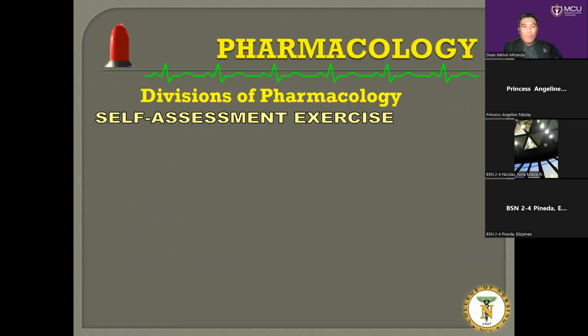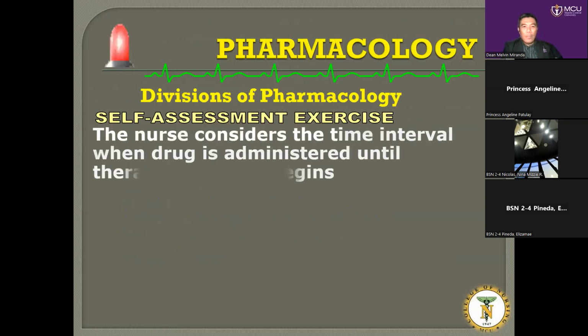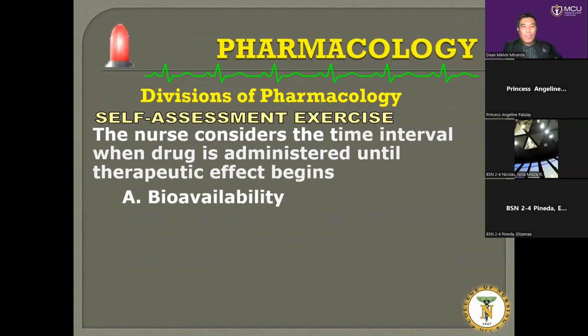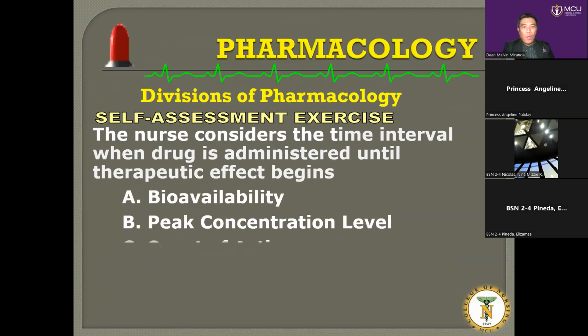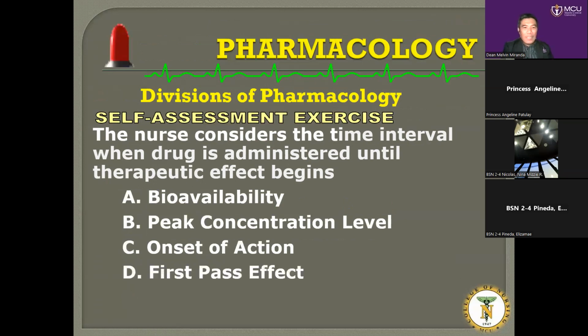Next question is referring to the nurse considers the time interval when drug is administered until therapeutic effect begins. We have bioavailability, peak concentration level, onset of action, or first pass effect. Again, the nurse considers the time interval when drug is administered until therapeutic effect begins. So we have already 21 responses. Thank you for those very prompt responses because that's very evident that you're confident with your responses. And let us check with the 25 responses. Now, consistently, very consistent. Your answer is letter C.